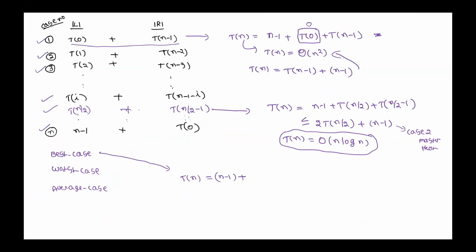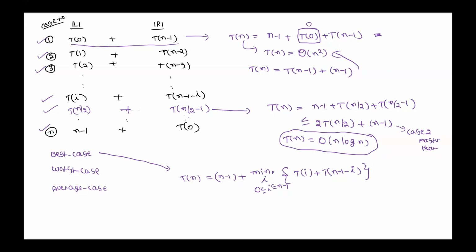That means T of n equals n minus 1 plus the minimum over I, where I can take values 0 less than or equal to I less than or equal to n minus 1, of T of I plus T of n minus 1 minus I. Is that correct? Can we call this the best case running time?